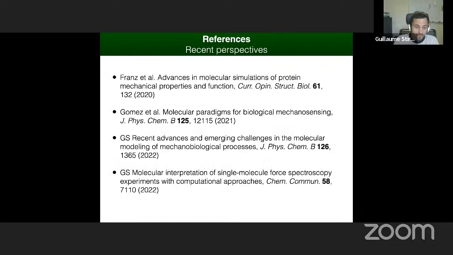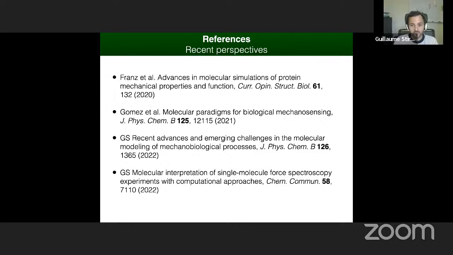And this is my conclusion, so yeah, I conclude with that. These are some very recent perspectives on the topic. So the last two are by myself, and it gives an overview of what we did in our group, but also of what people were doing in the last few years and what they will probably do in the next few years, the hot topics in the field.